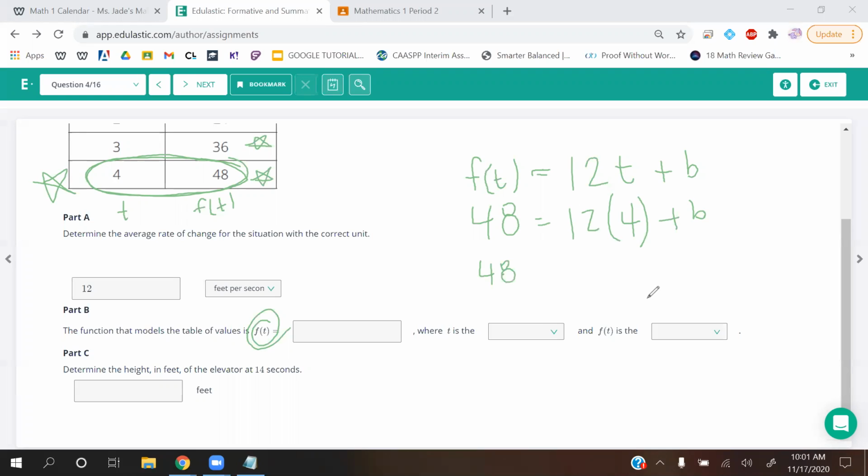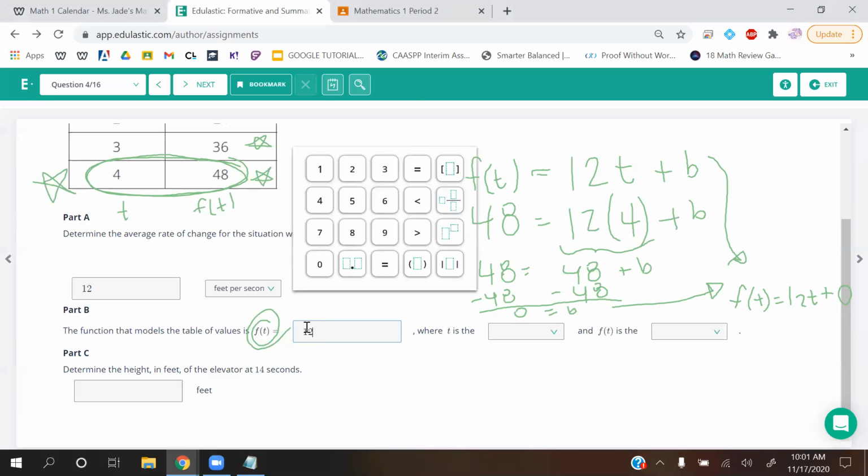So we have 48 is equal to, what is 12 times 4? That's 48. And then plus b. Then we subtract 48 so we can get b all by itself. And we get 0 is equal to b. So finally, we can rewrite this equation with the actual b value. F of t is equal to 12t plus b, and we just said our b was 0. So it's 12t plus 0. So I'm going to go type that in over here. 12t plus 0.